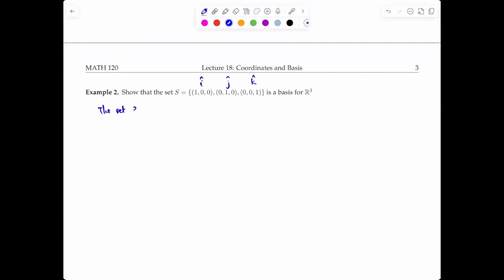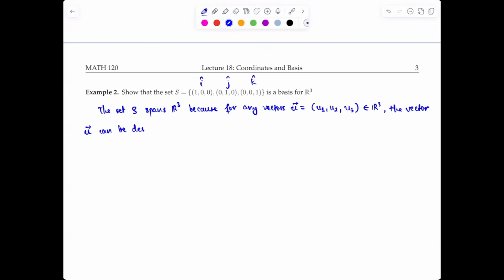Okay, so the set S spans R3 because for any vector U equal to (U1, U2, U3) in R3, the vector U can be described as U1, U2, and U3. This can be written as U1 times (1, 0, 0) plus U2 times (0, 1, 0) plus U3 times (0, 0, 1). Okay. So U can be written as a linear combination of the vectors in S. In this case they are i, j, and k. Okay, so therefore S spans R3.